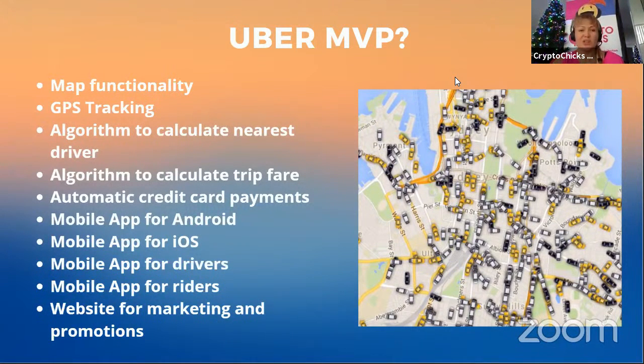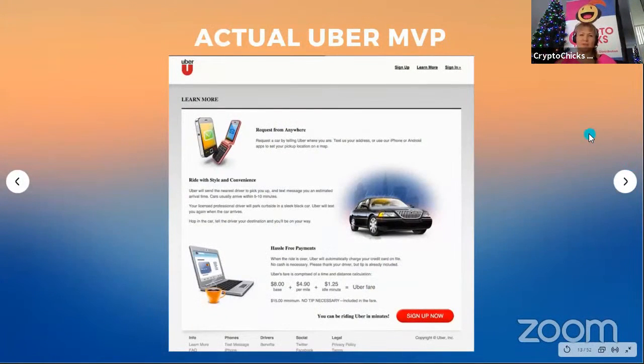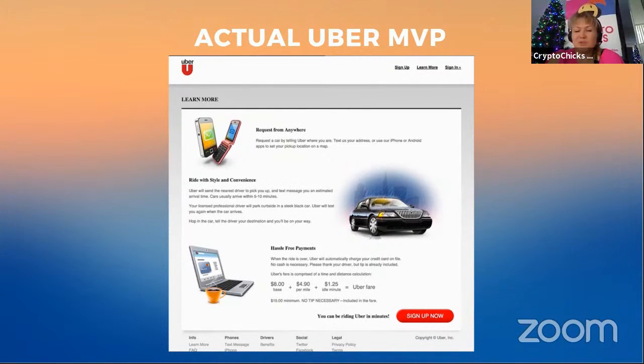And then on the day they launch, their map looks like this on the right side. So there you go. It's not at all like this. So what was the actual Uber MVP? There you go. That was a landing page, where you signed up with your phone number and your credit card, and you could text. You texted to their number the location, your address. Then Uber would send the nearest driver and text you back with the estimated arrival time.